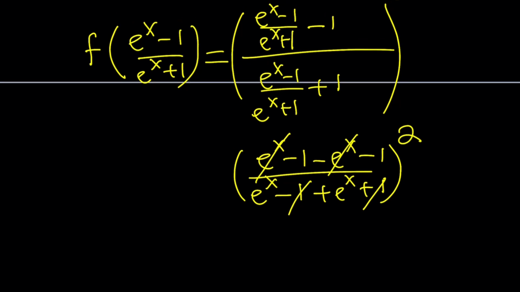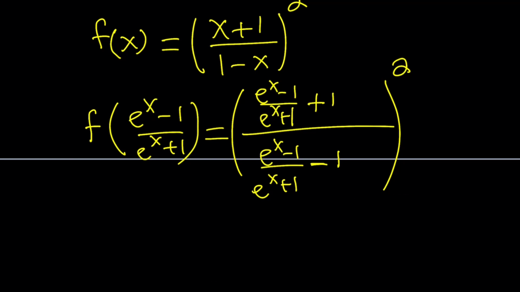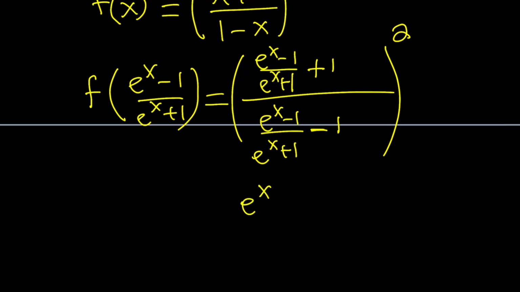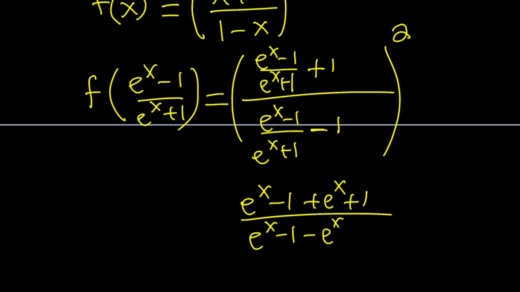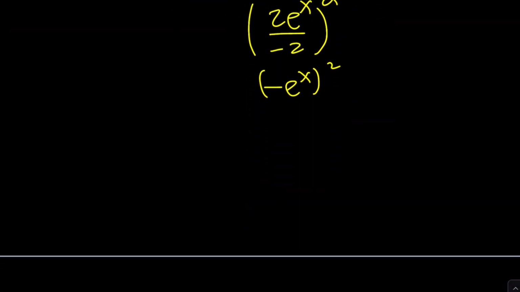Okay, I messed up again one more time. I apologize. So this is a plus sign, that's a minus sign. I don't know why I keep changing it. This is the reciprocal. Let me fix it real quick. You're going to get (e to the x minus 1 plus e to the x plus 1) divided by (e to the x minus 1 minus e to the x minus 1). Ones are going to cancel out. e to the x is going to cancel out. And you're going to get 2e to the x divided by negative 2, which is normally a negative e to the x. But when you square it, it's going to be e to the power 2x. I hope this makes sense.